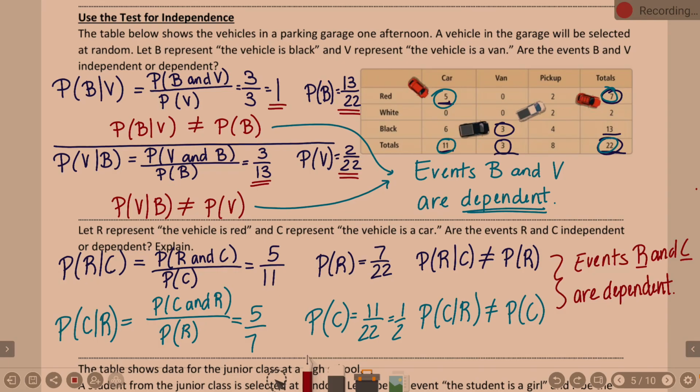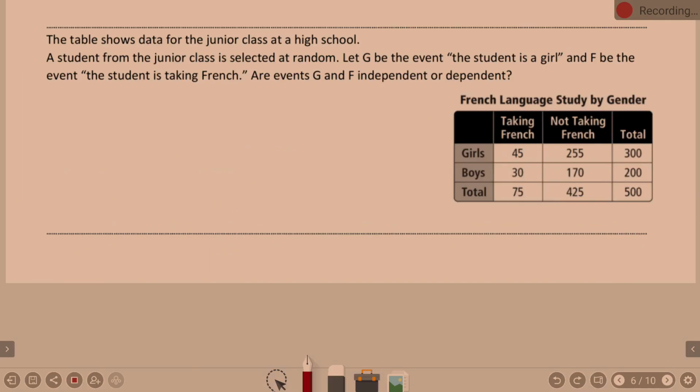Now, we have one more in this section about conditional probability. You want to try and get through it? Yes. Let's try. Okay, different scenario. We're still talking about independence.